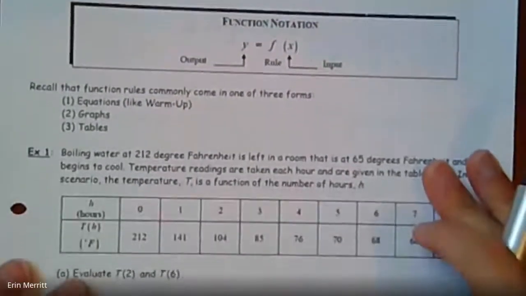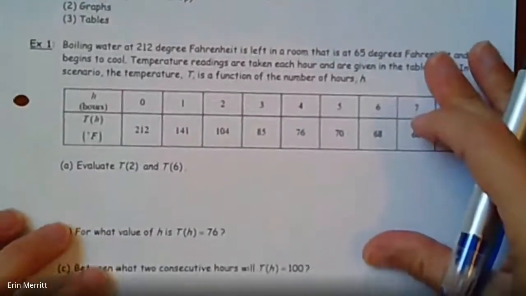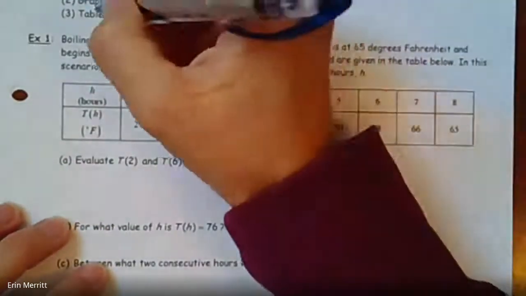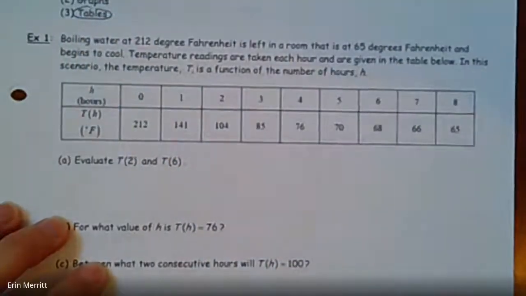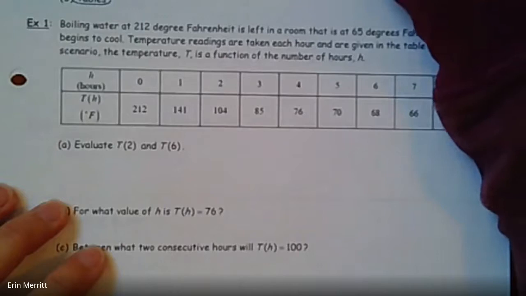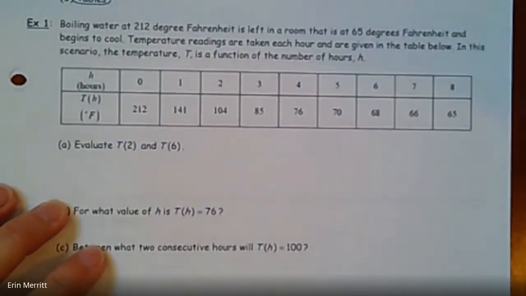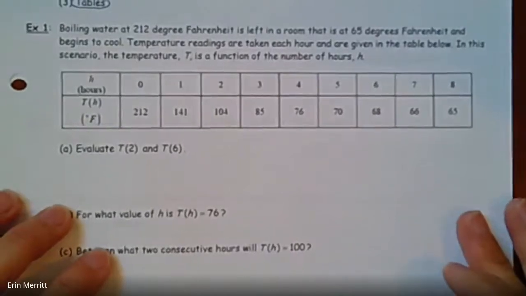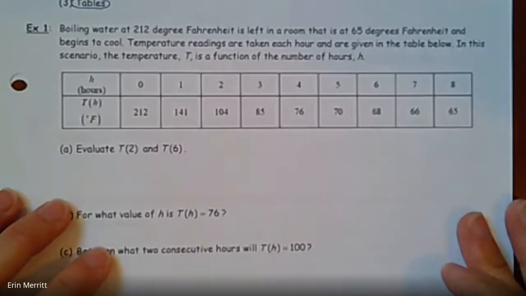We are going to jump right on in to the notes here with a little example, using the fact that we have a table going on here. Boiling water at 212 degrees Fahrenheit is left in a room that's 65 degrees Fahrenheit. Ooh, kind of similar to the room I'm in right now. And it begins to cool. Our heat wasn't working earlier. Temperature readings are taken each hour and are given in the table below. In this scenario, the temperature T is a function of the number of hours H.